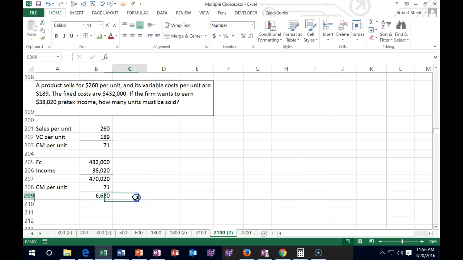If we want to know how much dollar revenue we would need in order to make that 38,020 pre-tax net income, we can multiply times the sales price. We're going to sell those for 260, remember, up here.